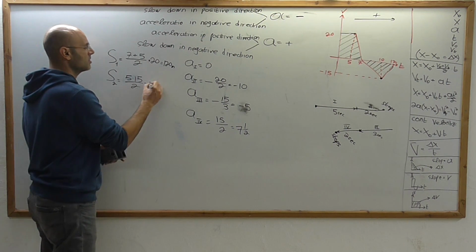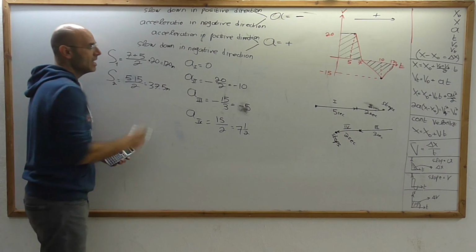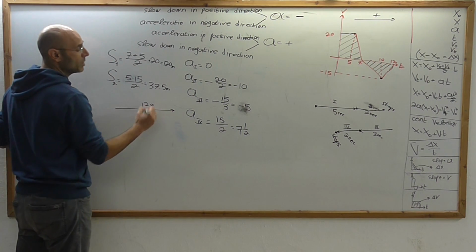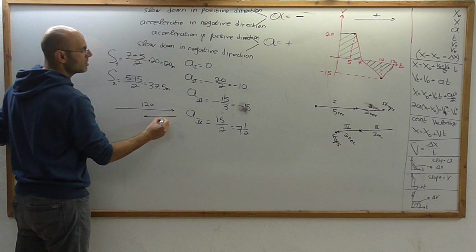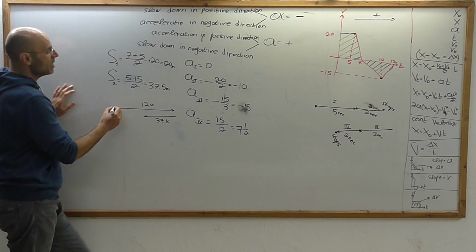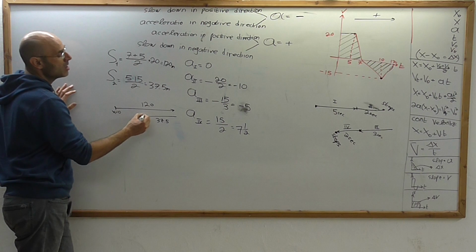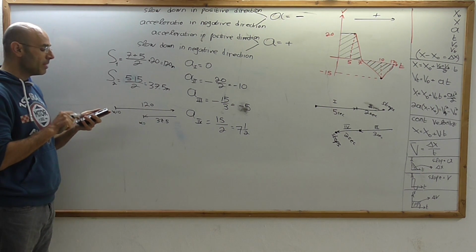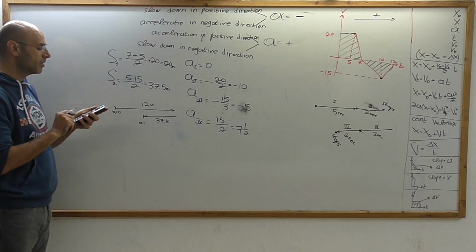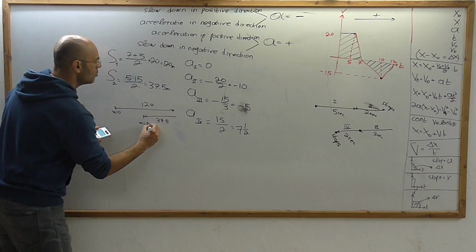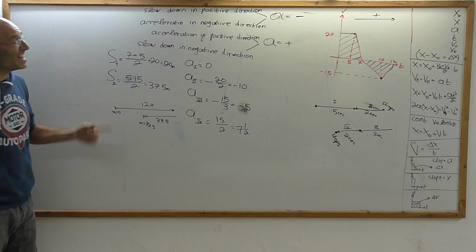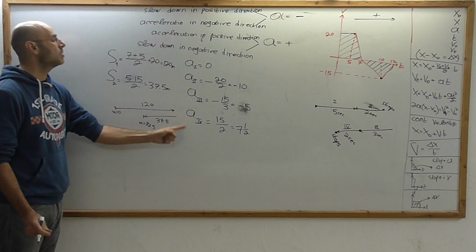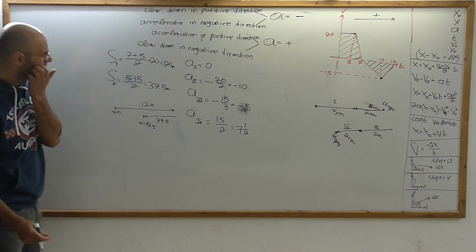It's 37.5 meters. Which means that this vehicle went this way 120 meters. Came back 37.5 meters. So if the position here was 0, the position here will be 120 minus 37.5, 82.5, which means the displacement is 82.5. The distance will be obviously 120 plus 37.5.